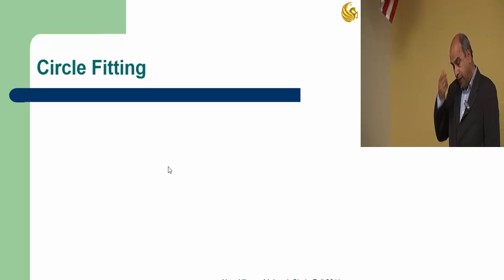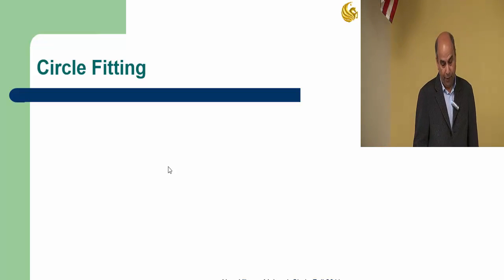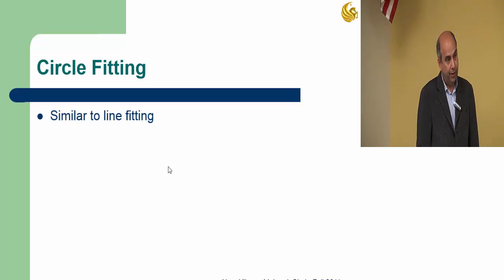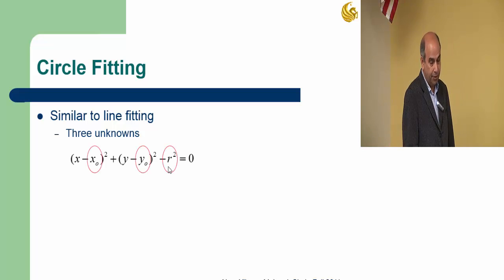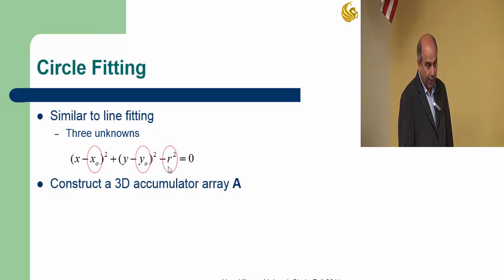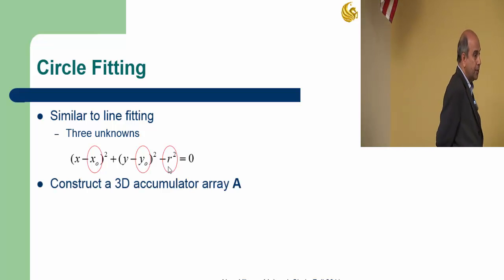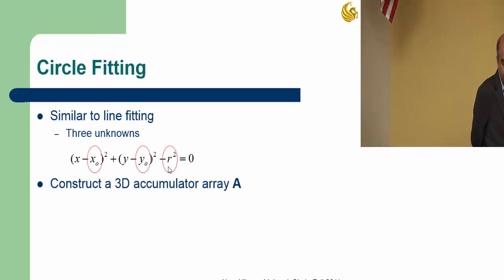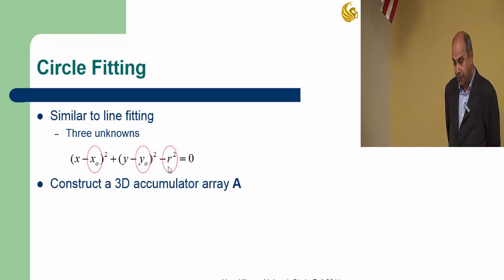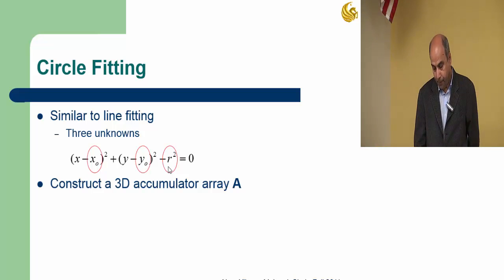So let's say, how can we fit a circle to the points? So again, we have to look for the equation of a circle and how many unknowns we have. If we want to fit a circle of radius r, we want to find out the center of the circle, which is x0, y0, and the radius of the circle, which is r, and this is the equation of a circle. So now we have three unknowns, so the accumulator array will be three-dimensional, which will be x0, y0, and r.